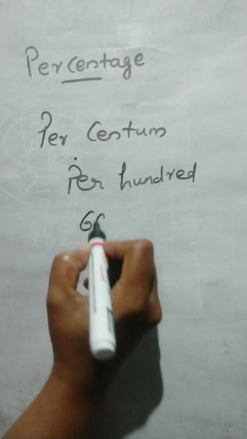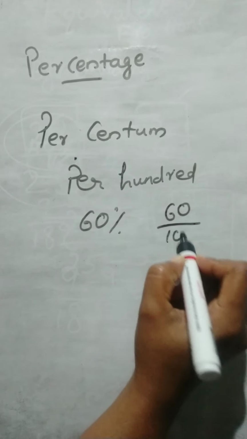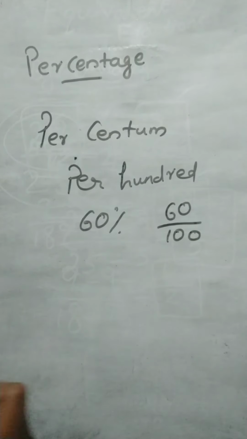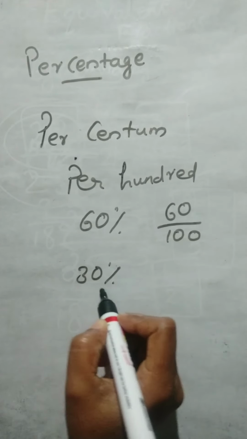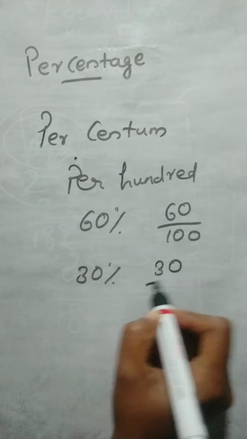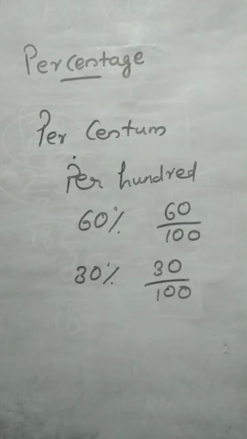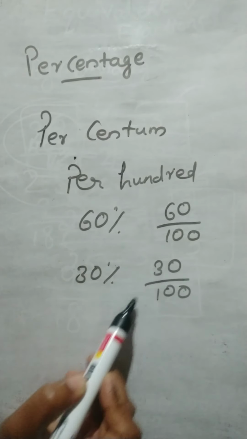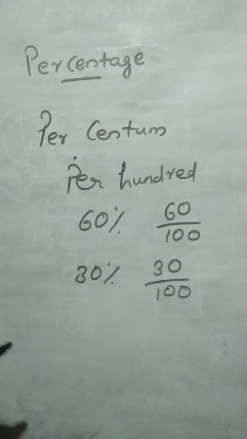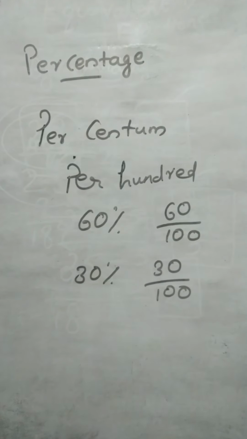So 60% we can write as 60 on 100. Then 30% actually means 30 on 100. Got it? So per 100, 30 marks, or 30%, we can say how much was got per 100.